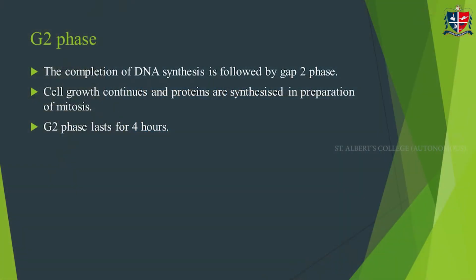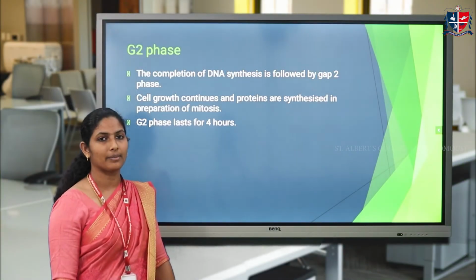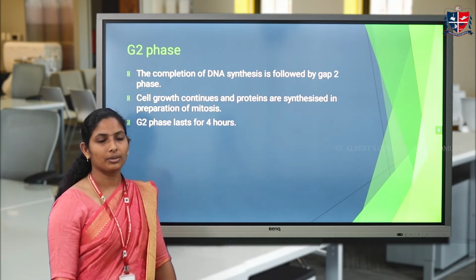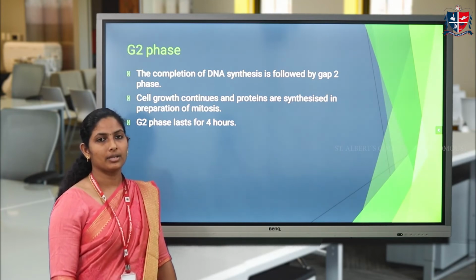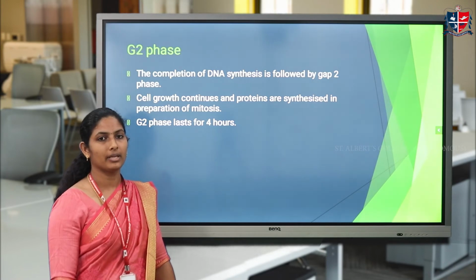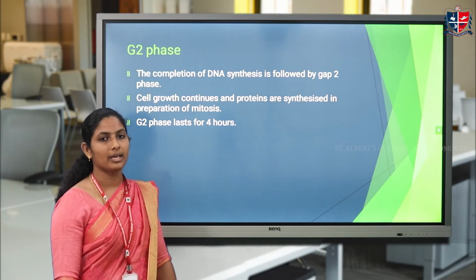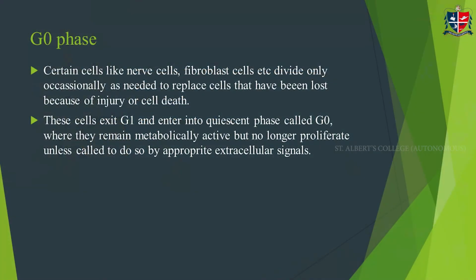The next phase is the G2 phase. G2 phase is the gap 2 phase. This is another preparatory phase which happens after the synthesis phase but before the mitotic phase. Here also growth takes place, and the replicated content will be doubled in the G2 phase, and metabolic activity is also active during this phase. The duration of the G2 phase is 4 hours.